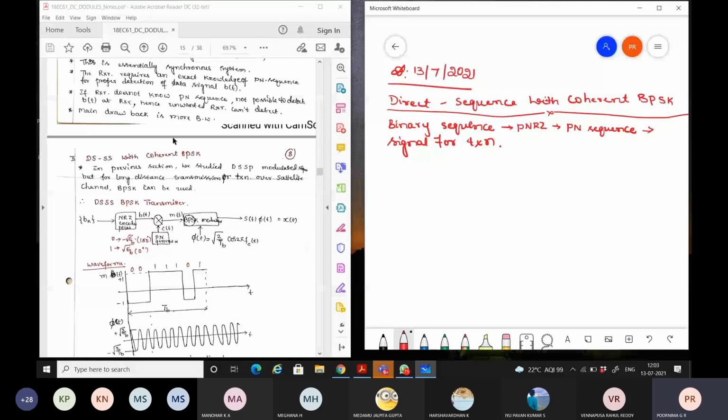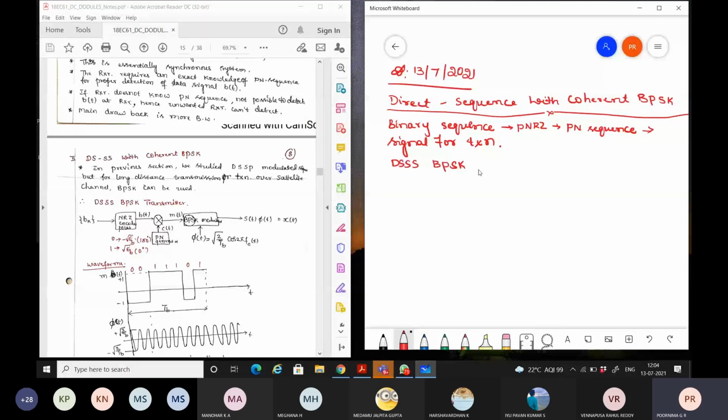We have another type. It is DSSS, direct sequence spread spectrum, with the binary phase shift keying technique. So this type of signal can be transmitted over satellite channels. So how will this particular signal be generated?